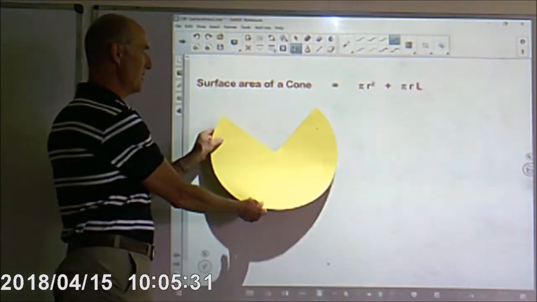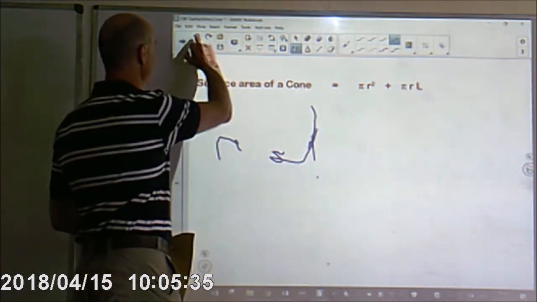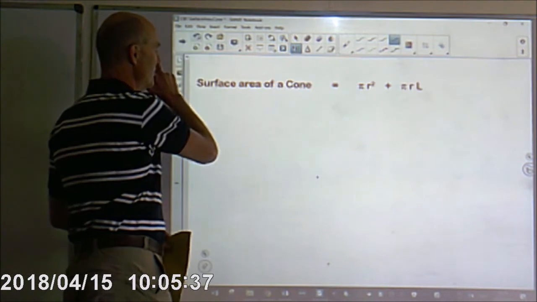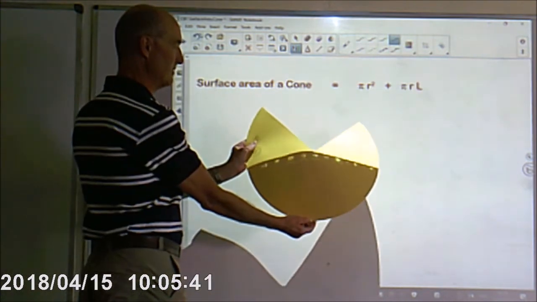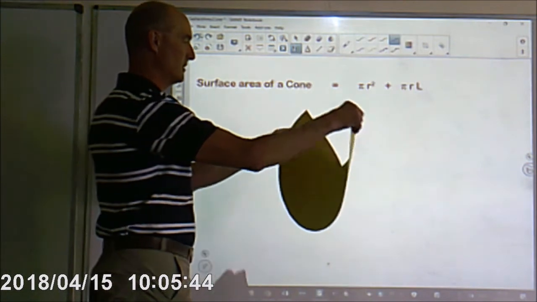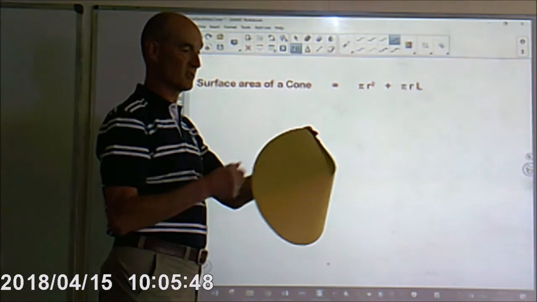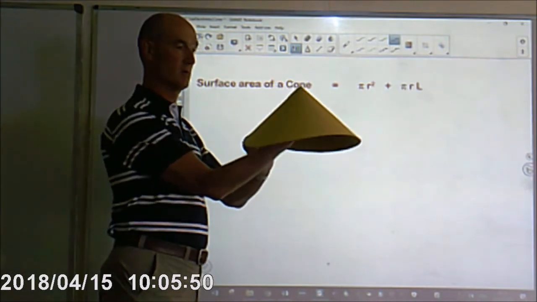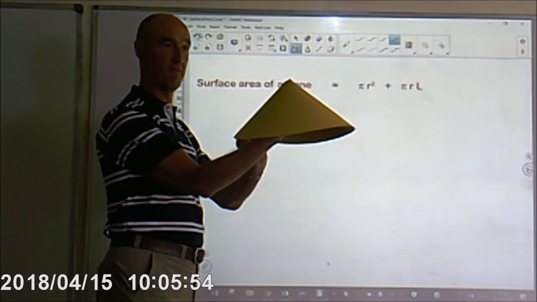We have a shape like this, which you'll recognise as a sector of a circle. A cone is formed by taking the sector of a circle and joining the straight edges, and that forms a cone.